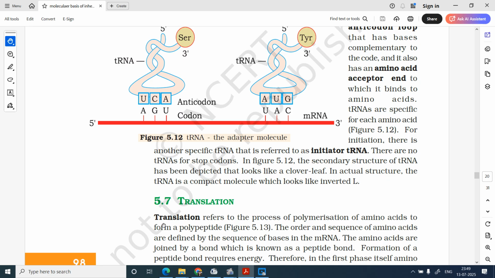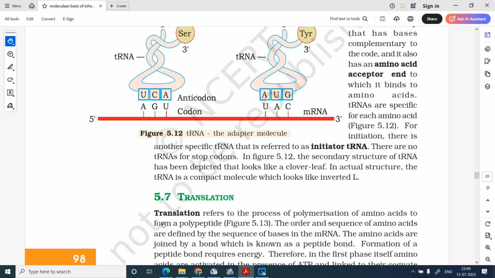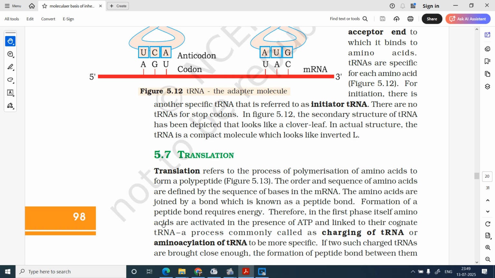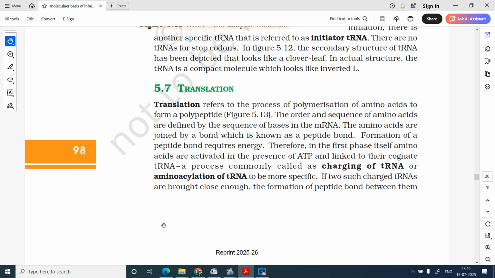tRNAs are specific for each amino acid, figure 5.12. For initiation, there is another specific tRNA that is referred to as initiator tRNA. There are no tRNAs for stop codons. In figure 5.12, the secondary structure of tRNA has been depicted that looks like a clover leaf. The actual structure of tRNA is a compact molecule which looks like an inverted L.